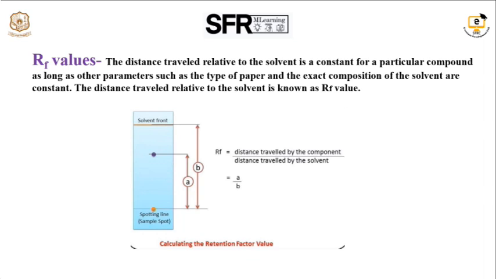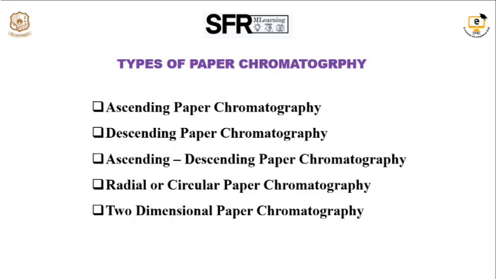The RF value is the distance travelled relative to the solvent, which is a constant for a particular compound as long as other parameters such as the type of paper or the composition of the solvent are constant. The distance travelled relative to the solvent is known as the RF value. RF means retardation factor. And next, the types of paper chromatography.